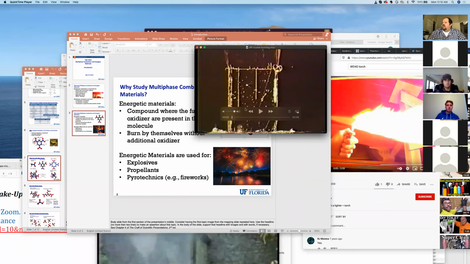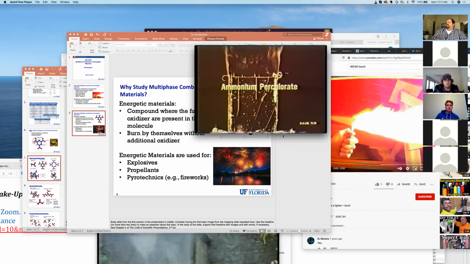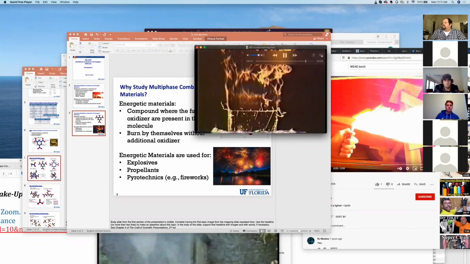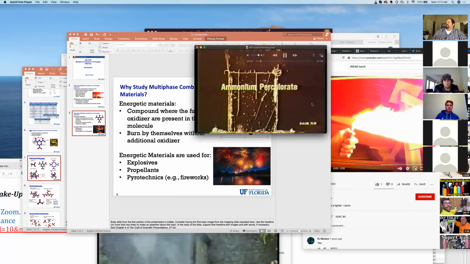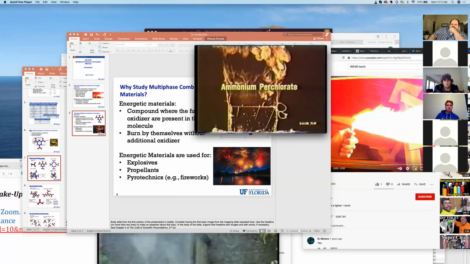And just to show how they burn, here is an old movie. This here is a crystal of ammonium perchlorate. It's an energetic material, and they ignited it from the top, and you'll see a flame being chased down from the top to the bottom. Ammonium perchlorate. This here is a classic propellant flame. Temperature and pressure. And we will be discussing in detail how these energetic materials burn like this.